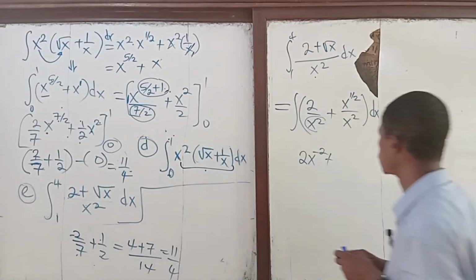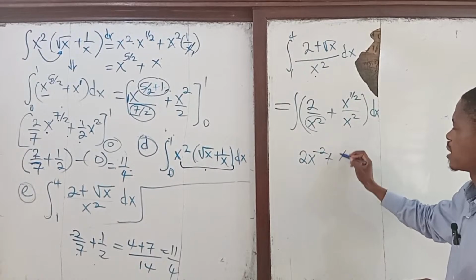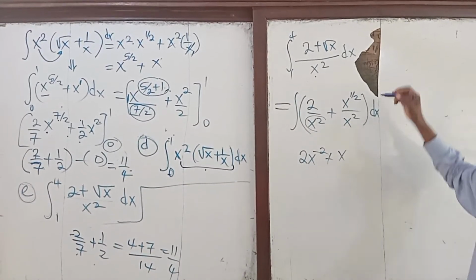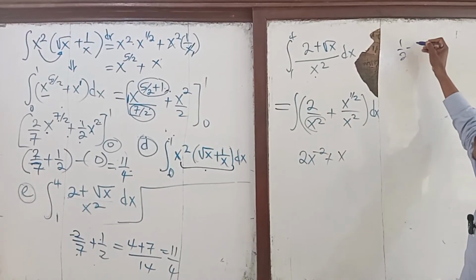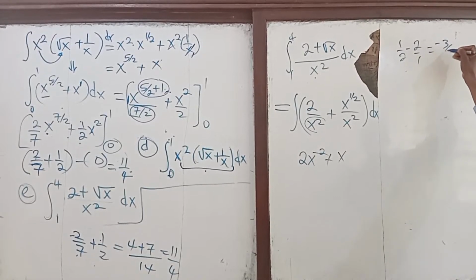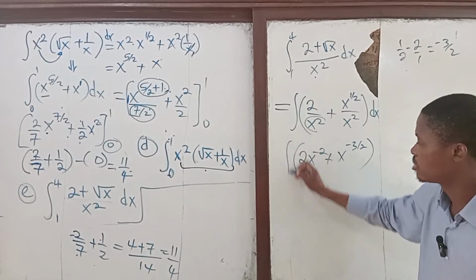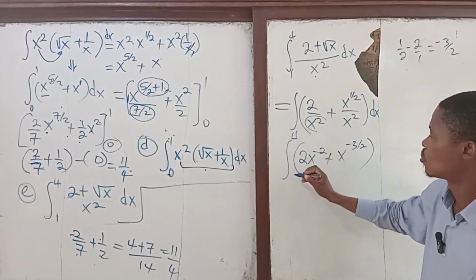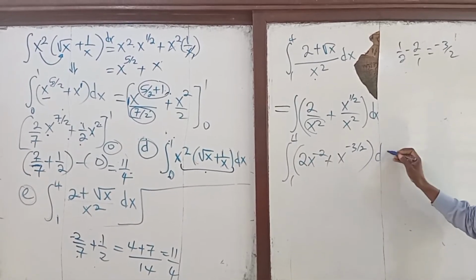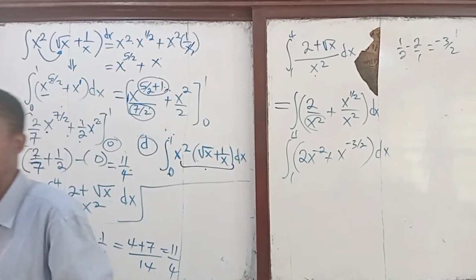This will be equal to this one. The bases are the same. Take one of the expressions and then subtract the powers. These indices will be half minus 2, half minus 2. So that will be equal to minus 3 over 2, minus 3 over 2. Then close the brackets, introduce your integral for 1. Then after that, you can start integrating.